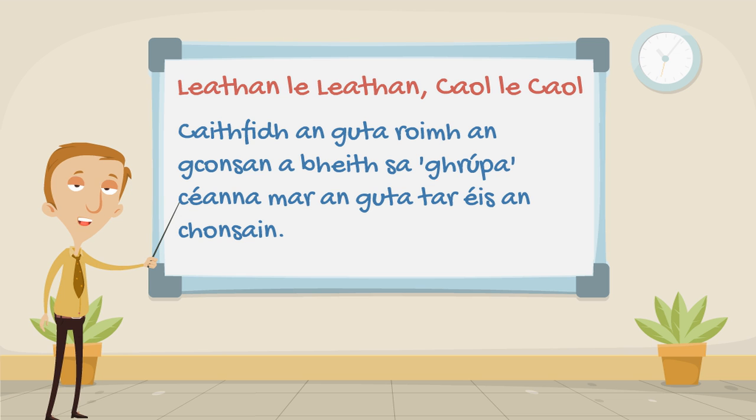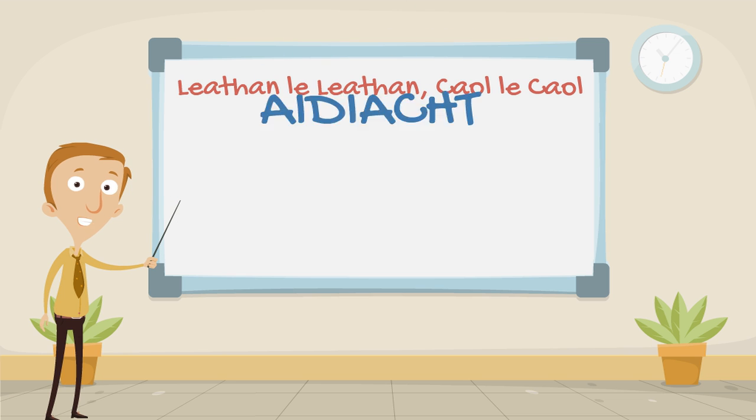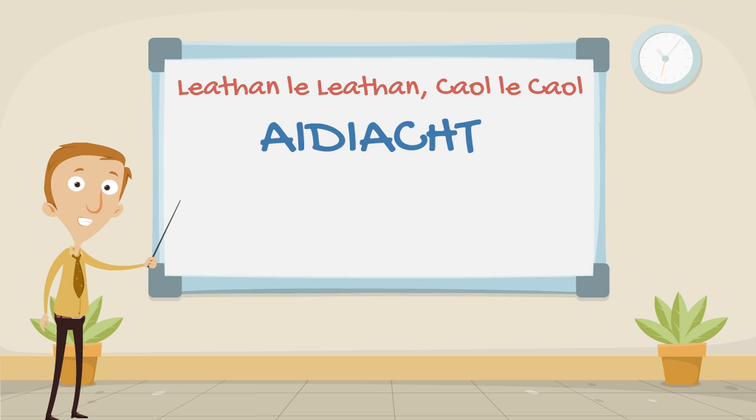For example, if we look at the word aidiacht, there is a slender vowel before the D, therefore there is also a slender vowel after the D. In this case, both slender vowels happen to be I. This rule applies to 99% of Irish words, so learn it well. Now back over to Louise to get you started on the past tense.